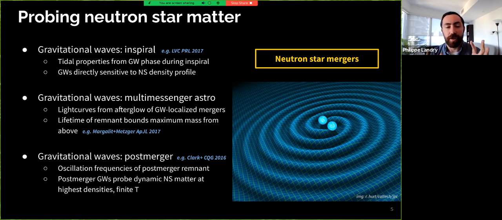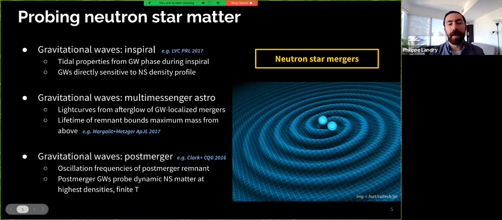Namely, these two neutron stars merged, they produced some remnant. It didn't collapse immediately to a black hole, but it collapsed reasonably quickly to a black hole. And that suggests that the remnant mass was very close to the maximum mass for a rotationally supported neutron star, which then you can map backwards to the maximum mass for a non-rotating neutron star.